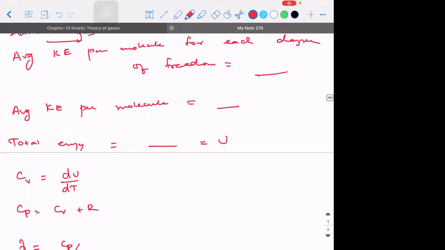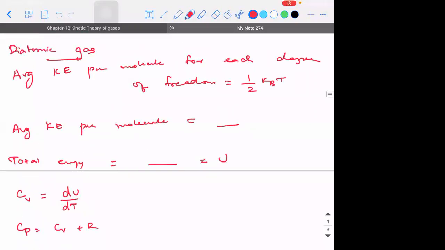Now tell me, what is the average kinetic energy per molecule for each degree of freedom? I've already told you. Half kBT, sir. Kb into T. Now recollect. I'm removing the words each degree of freedom, which means the degrees of freedom will go to the other side. It will get multiplied with half into Kb into T.